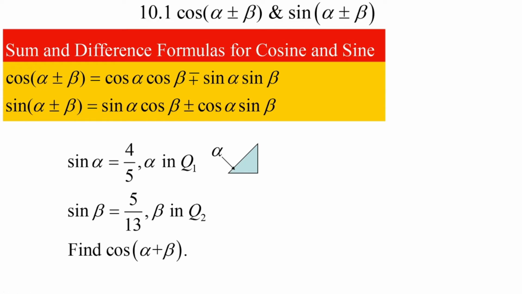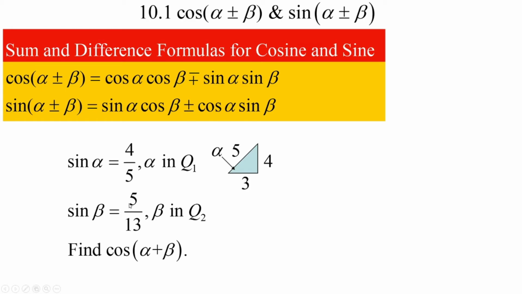And let me see, if sine of alpha is 4 over 5, that would make the opposite 4 and the hypotenuse 5. And this is a Pythagorean triple right triangle right there. Wouldn't this leg have to be a 3? Okay, there's a diagram for this first statement. Now let's do a diagram for the second statement.